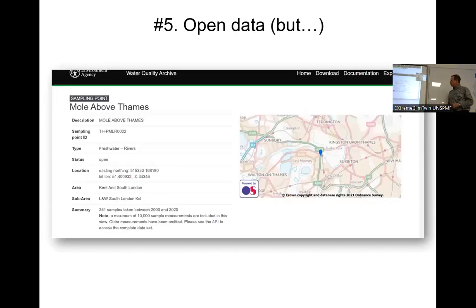Are the data open? Yes, they are. The Environment Agency puts our water temperature data into the public domain, so it's possible to access any of this information. But the sheer volume of the data and the variable quality of the information means we can't just go in and take the data and use it uncritically.